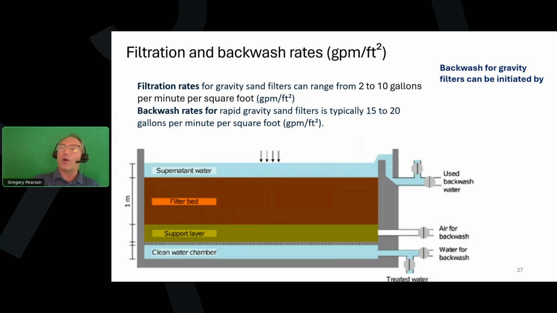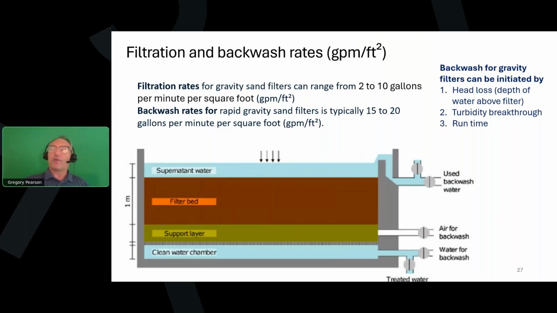How do you initiate backwash in a gravity filter? You're looking at maybe the depth of the water above the filter, which tells us the amount of head loss as the filter is clogging up. The water can't get through as fast. We could look at the turbidity breakthrough, or if we figure that turbidity breakthrough out, how long it takes, we can just set it on a certain run time and backwash the filter.